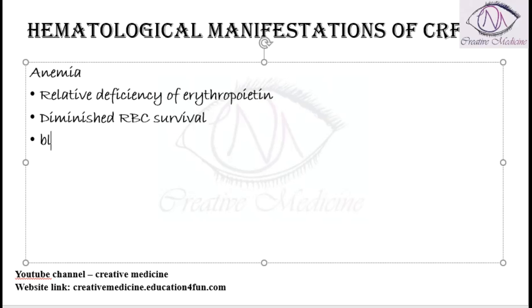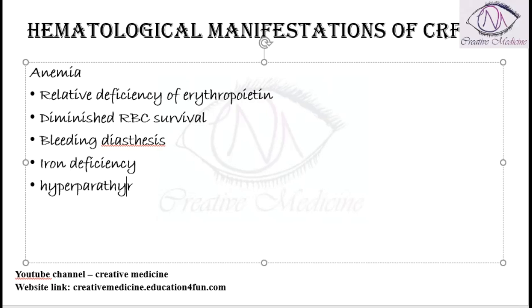and there are also bleeding diathesis common in these patients. The patients can have iron deficiency, and hyperparathyroidism or bone marrow fibrosis can occur in the patients. Because of hyperparathyroidism and bone marrow fibrosis, the blood cells are formed from the bone marrow, so because of fibrosis in the bone marrow, the patient will develop anemia.